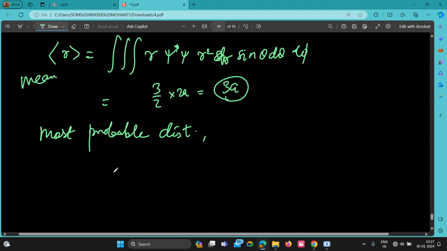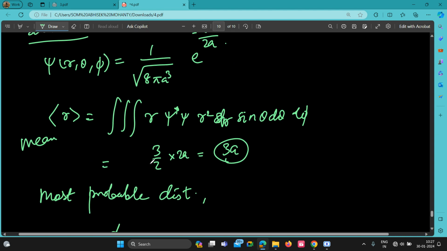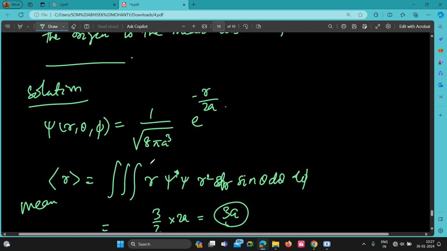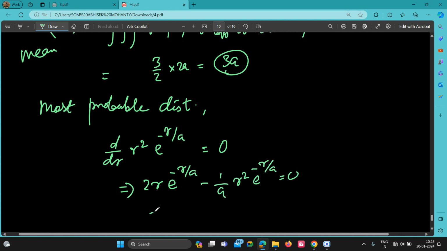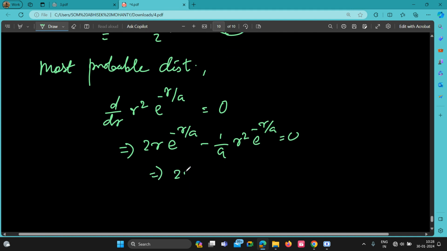The most probable distance is d by dr of r squared e to the minus r by a. We would have studied this in the hydrogen atom. So 2r e to the minus r by a minus 1 by a r squared e to the minus r by a equals 0. So e to the minus r by a goes to that side. So 2r minus r squared by a is equal to 0. So 2r is equal to r squared by a. So r is equal to 2a. So the most probable distance is 2a.